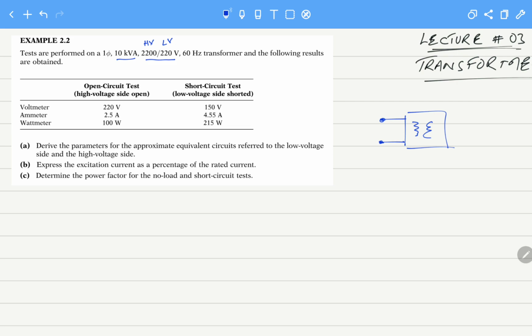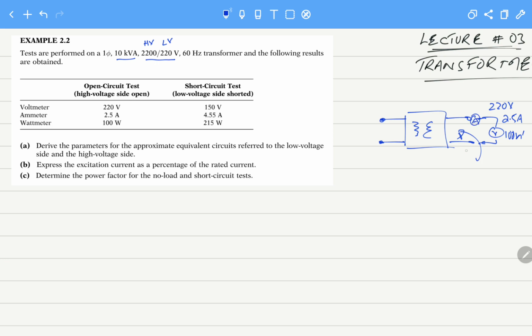and the voltages, currents and power were measured at the lower voltage side. So all the relevant voltages were applied and the quantities were measured at the low voltage side. For example, the voltage source was applied here, and the voltage was 220 volts, the current was 2.5 amperes, and the power was 100 watts.